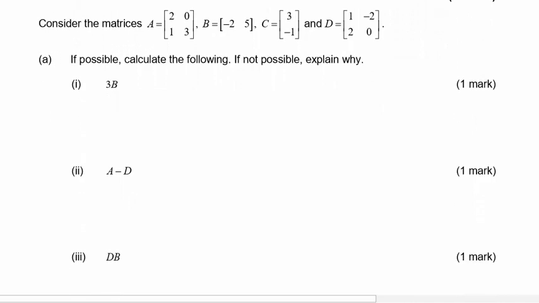3B in the first instance, so this first question is nice and easy. We multiply each element within matrix B by 3, so we get -6 and 15.